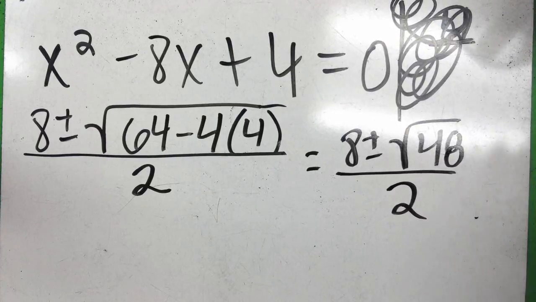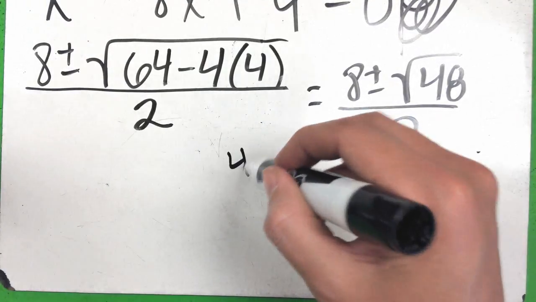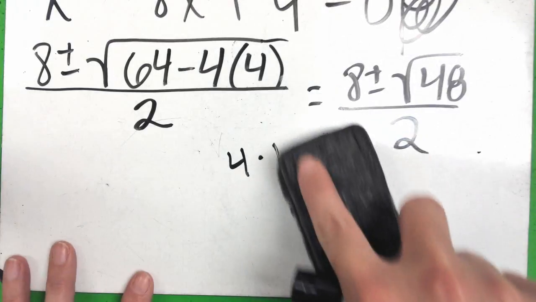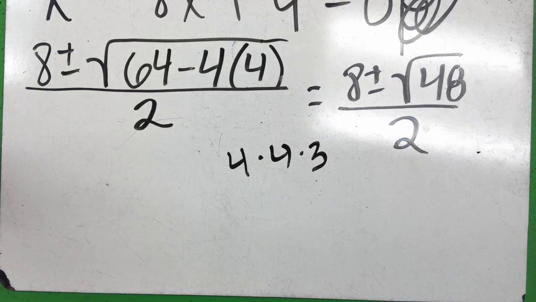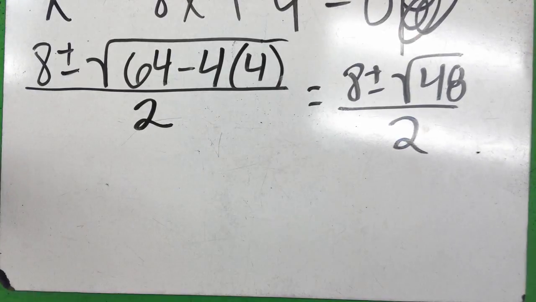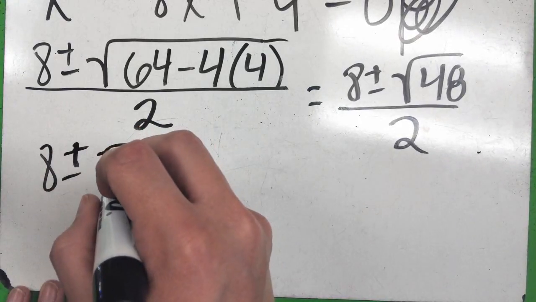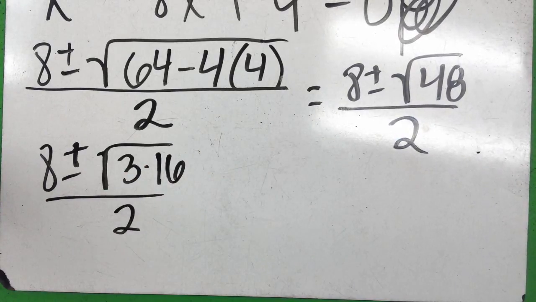And are there any perfect squares that can go into 48? 4 and what? Okay, well let's think about this. Don't write this part down. 4 times 12. Are there any perfect squares that can go into 12? 4 and 3, right? So we could write 4 times 4 times 3. Or we could write 16 times 3, right? Isn't 16 a perfect square? Okay, so let's save ourselves some trouble. Right, 8 plus or minus square root of, what was it? Times 16, good, all over 2.